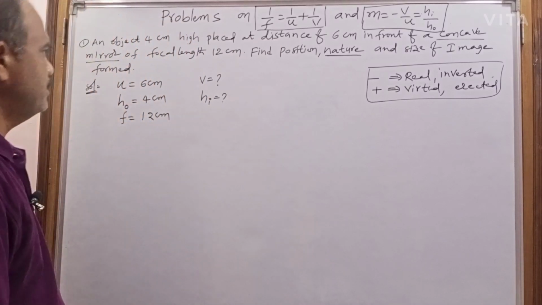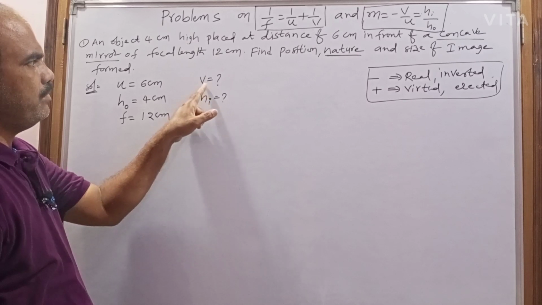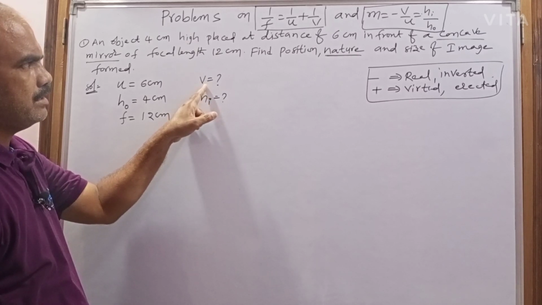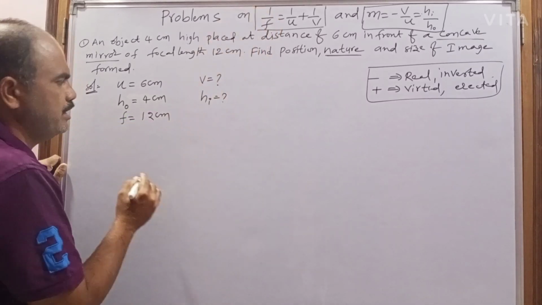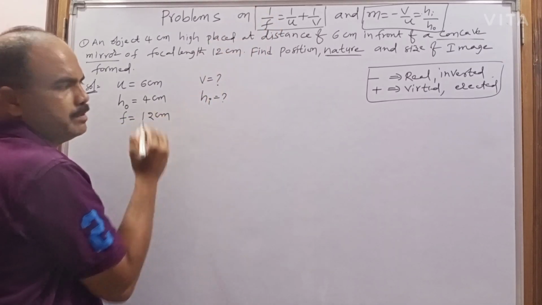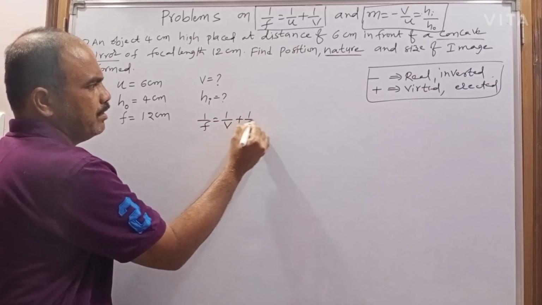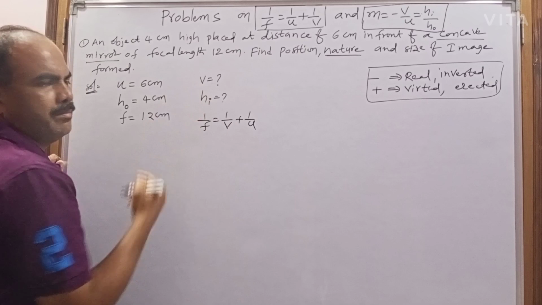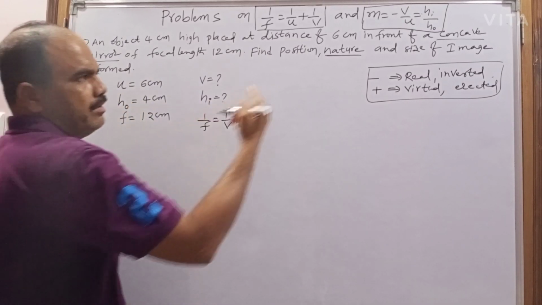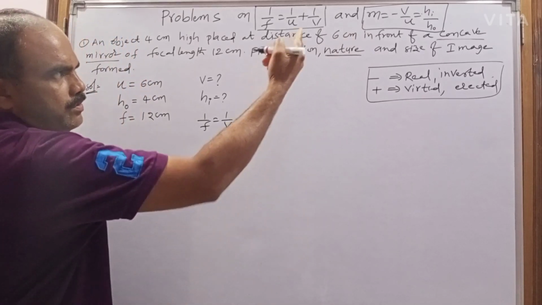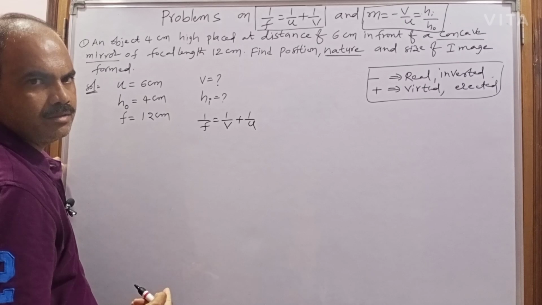To find the height of the image, first you have to find the image distance. So which formula do you have to use? The mirror formula. The formula for this problem is 1 by f equals 1 by v plus 1 by u. After finding the image distance, and since you know the object distance, you then find the magnification. By using this magnification formula, you can find the height of the image.